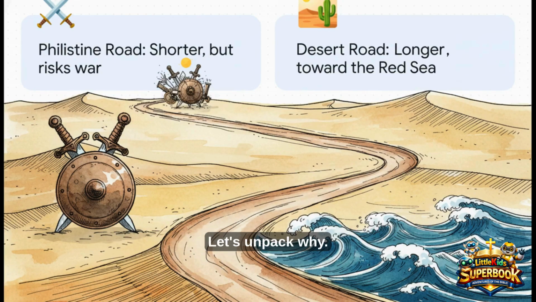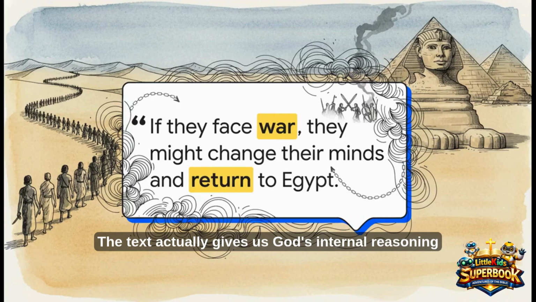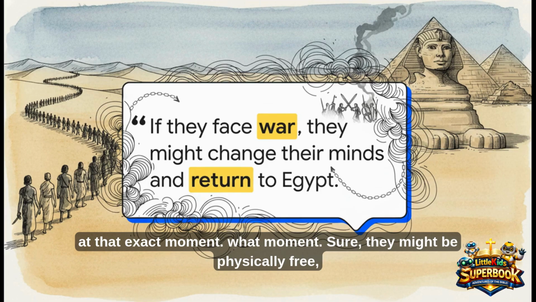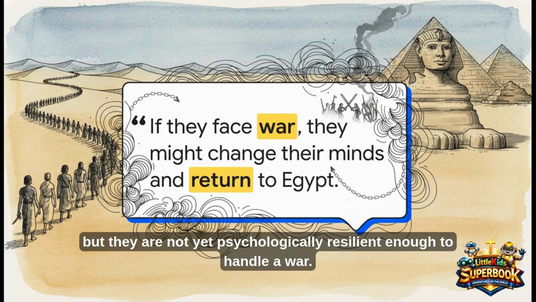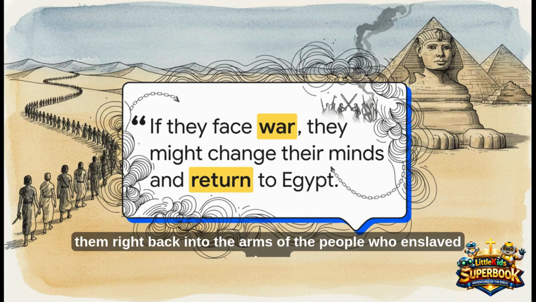Let's unpack why. What's genuinely fascinating here is the deep psychological insight it reveals. The text actually gives us God's internal reasoning for avoiding that shorter route. If they face war, they might change their minds and return to Egypt. It is a stunning acknowledgement of the Israelites' vulnerable mindset at that exact moment. Sure, they might be physically free, but they are not yet psychologically resilient enough to handle a war. The fear of battle might literally drive them right back into the arms of the people who enslaved them.